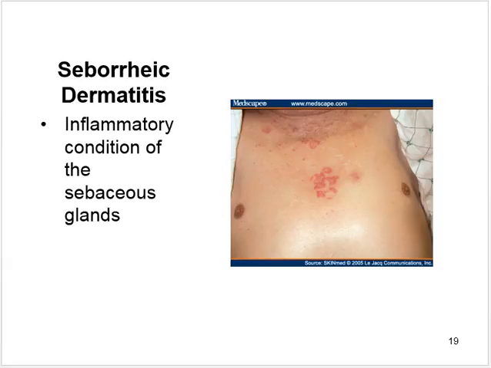Okay, now let's talk about dermatitis. We have seborrheic dermatitis, and this is an inflammatory condition of the sebaceous glands. Results from an overproduction of skin cells and sebum. When it appears in infants, it's called cradle cap.